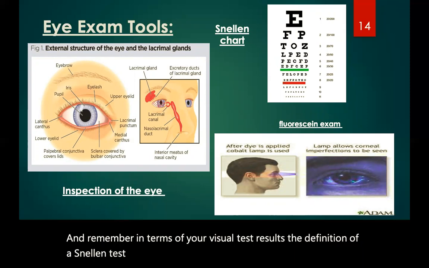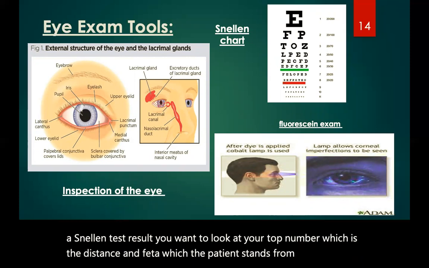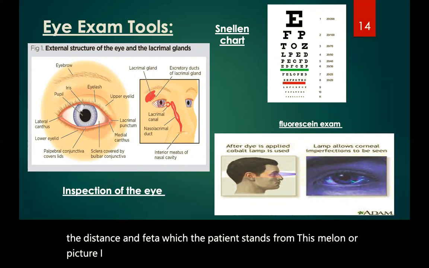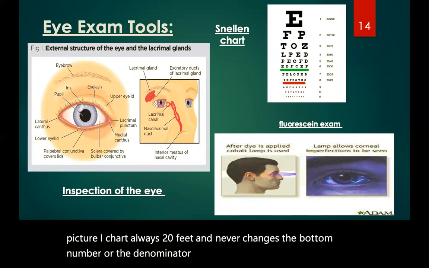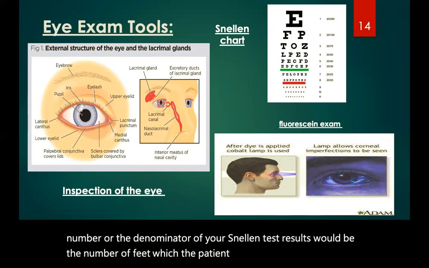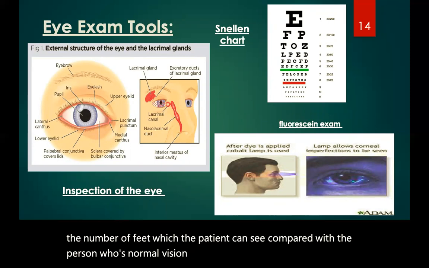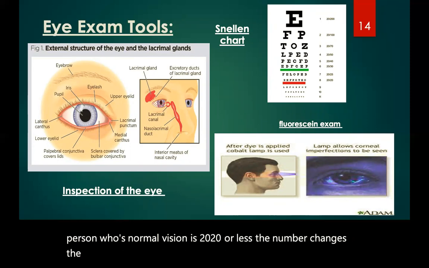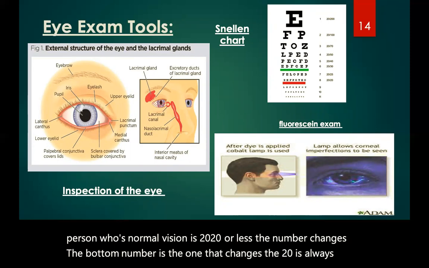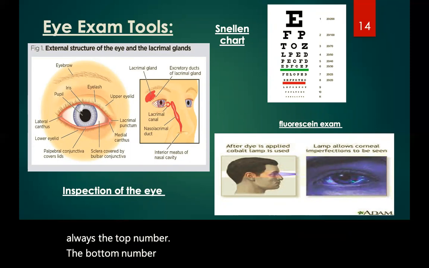And remember, in terms of your visual test results, you know the definition of a Snellen test result. You want to look at your top number, which is the distance in feet at which the patient stands from the Snellen or picture eye chart. Always 20 feet and never changes. The bottom number, or the denominator of your Snellen test results, would be the number of feet at which the patient can see compared with a person whose normal vision is 20/20 or less. The bottom number is the one that changes. The 20 is always the top number. The bottom number changes based on the patient's vision.